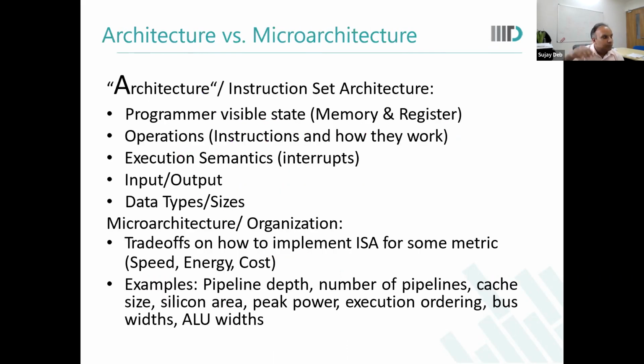All right. Okay, so now we are going a little deeper into our discussion on architecture.